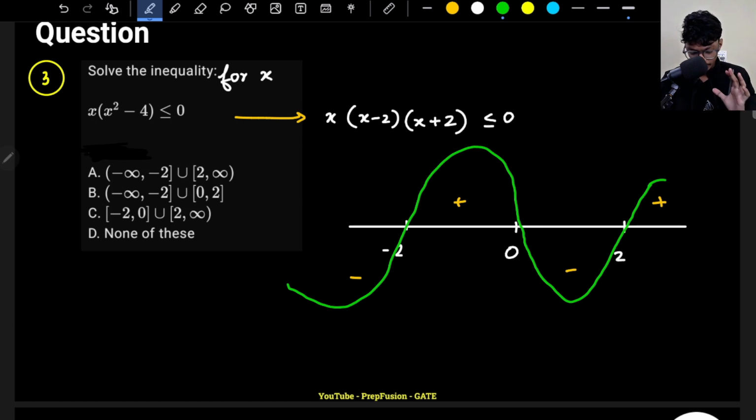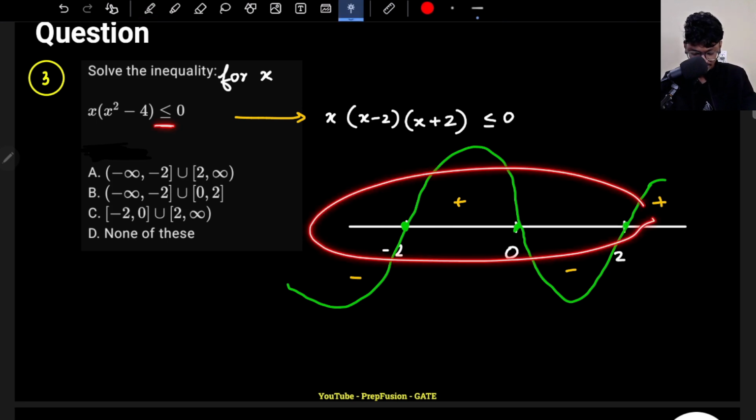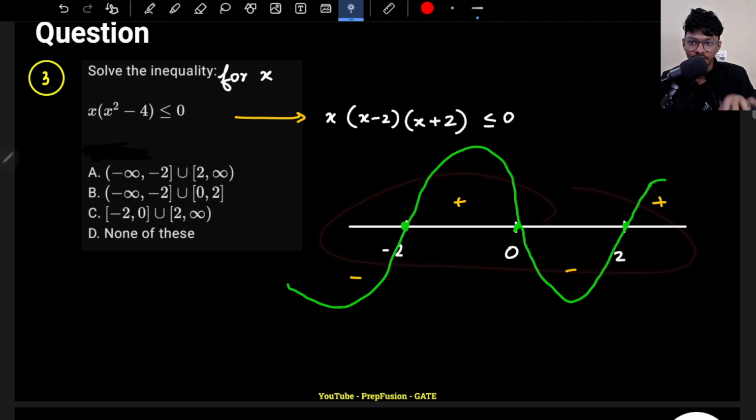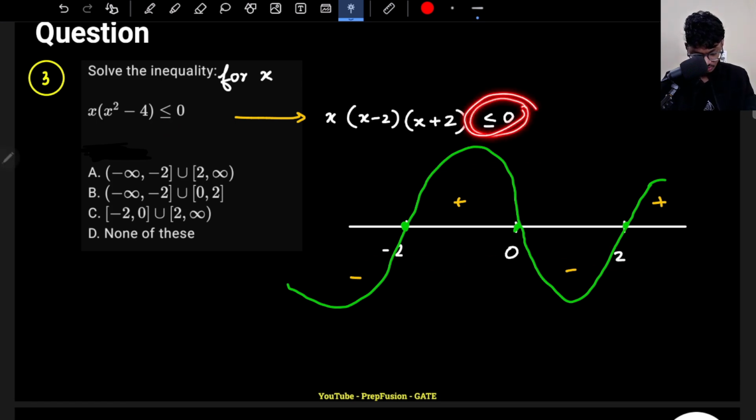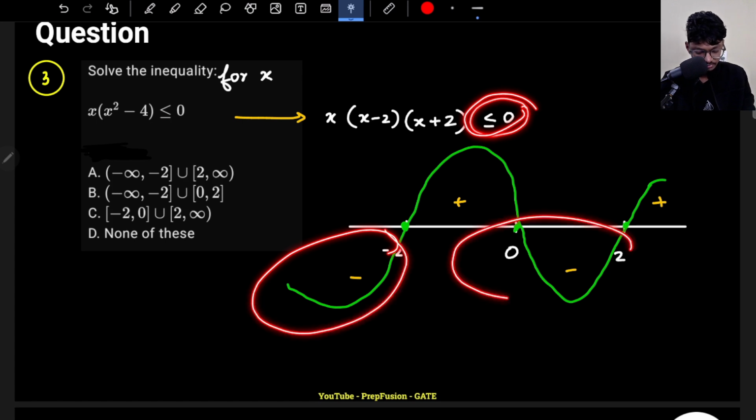Also I have to include the critical points as well, because that is where the value goes to 0 and I have an equality sign. So I have to include this value. That's why I put a dot here to signify that yes, I will include this in my answer. This also will be included in my answer. So now what is my region of interest? My region of interest is negative, because I am less than or equal to 0. So this is my region of interest, and this is my region of interest.